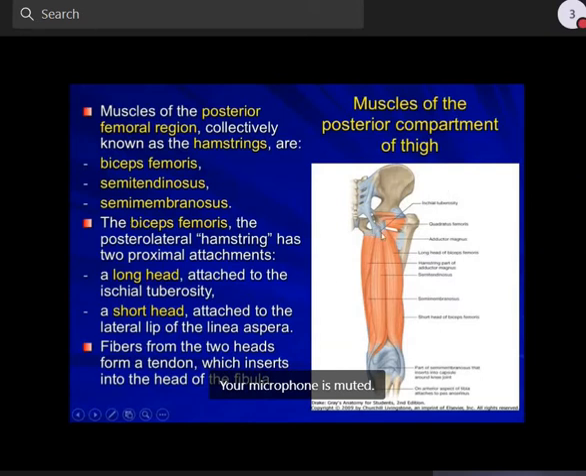And afterwards, these three muscles diverge. To the medial side pass semitendinosus and, deep to it, semimembranosus. But the long head of biceps femoris passes laterally in relation to the popliteal fossa.